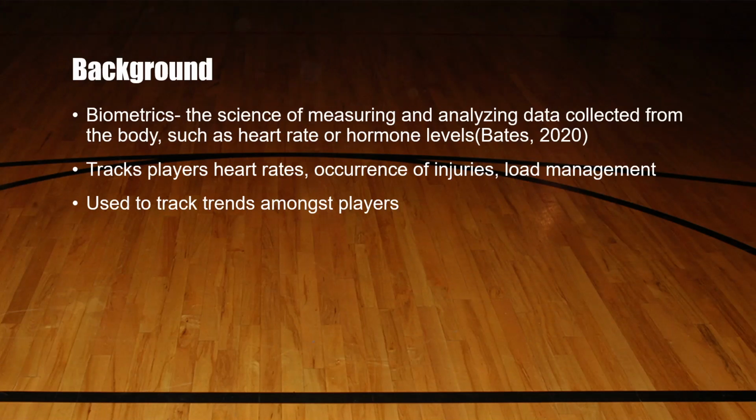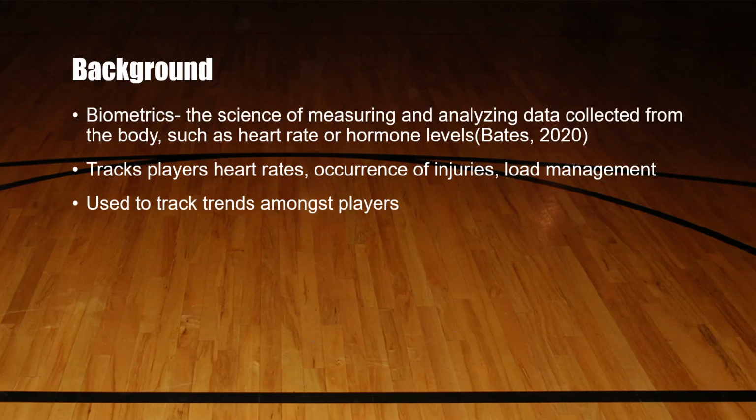So first, we're going to talk about some background information on what biometrics is and how it will look like in the NBA. So biometrics is the science of measuring and analyzing data collected from the body, such as heart rate or hormone levels. I'm looking to implement this in the NBA, such as tracking players' heart rates on the court, whether it's in practice or in games. Look at the occurrence of injuries. How often a player gets hurt, what injury that is.